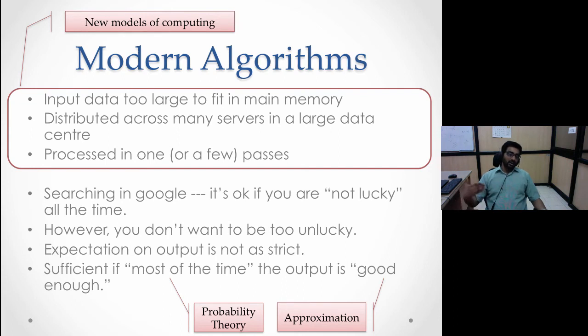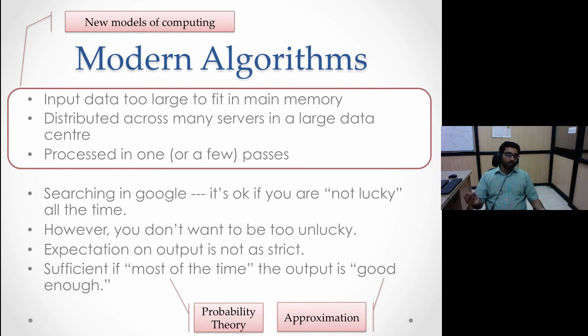That's great. And Google typically follows that sort of a paradigm where most of the time, 99% of the time, the website that you're looking for is in the first page. Of course, there are times when it's not in the first page, but that's something you're willing to live with, and that's the essence of big data algorithms.